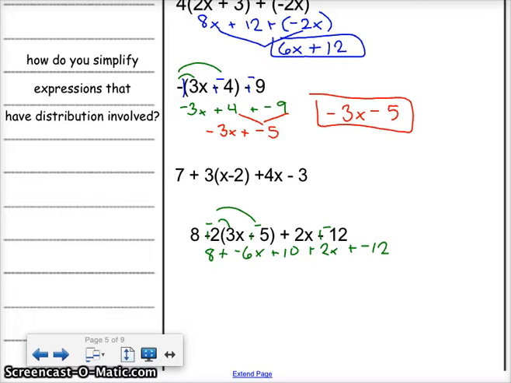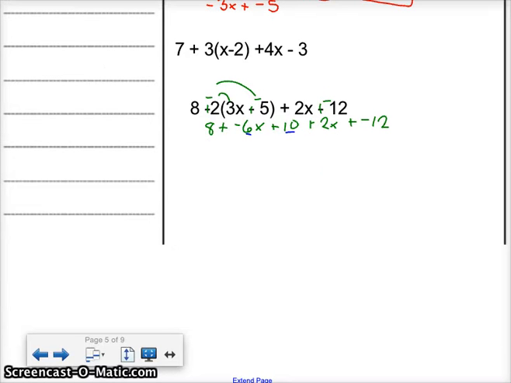Let me repeat what I did. I distribute my negative 2, so negative 2 times 3 is that negative 6. Negative 2 times negative 5 is that positive 10. And then I just rewrote everything else. Now I can combine my like terms, so I have an x and my constants. So I'm going to combine this and this. Negative 6 and 2 is a negative 4. Now I've got to combine all of my constants. 8 plus 10 is 18 plus a negative 12 is 6. And that is my simplified expression.